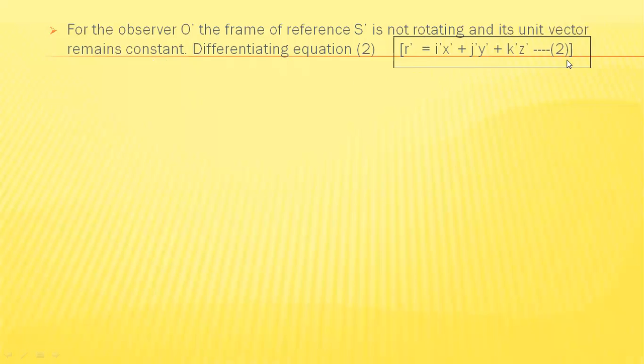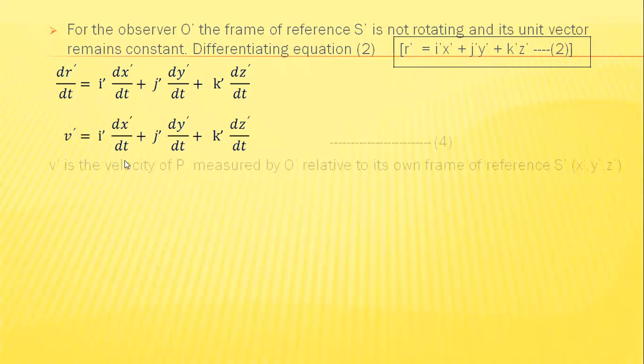Therefore, you have to take this equation and differentiate it with respect to time. You get dr dash by dt equals i dash dx dash by dt plus j dash dy dash by dt plus k dash dz dash by dt, because the unit vectors remain constant here. And dr dash by dt is nothing but a velocity. Therefore, v dash = i dash dx dash/dt + j dash dy dash/dt + k dash dz dash/dt. Let us take this as equation number 4.